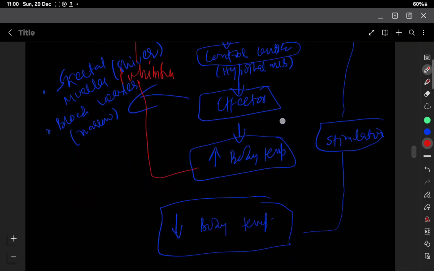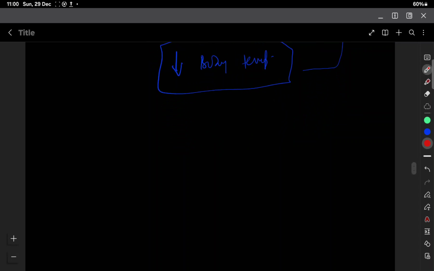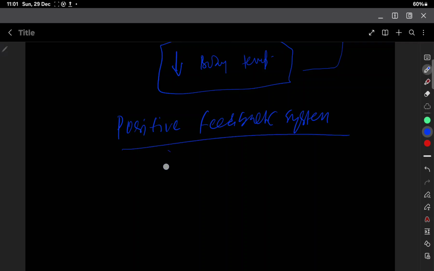Now we have the second type of feedback system, which is called the positive feedback system. The positive feedback system causes change in the same direction. If anything increases, the body will also try to increase it. If anything decreases, the body will also try to decrease it. That is called the positive feedback system.